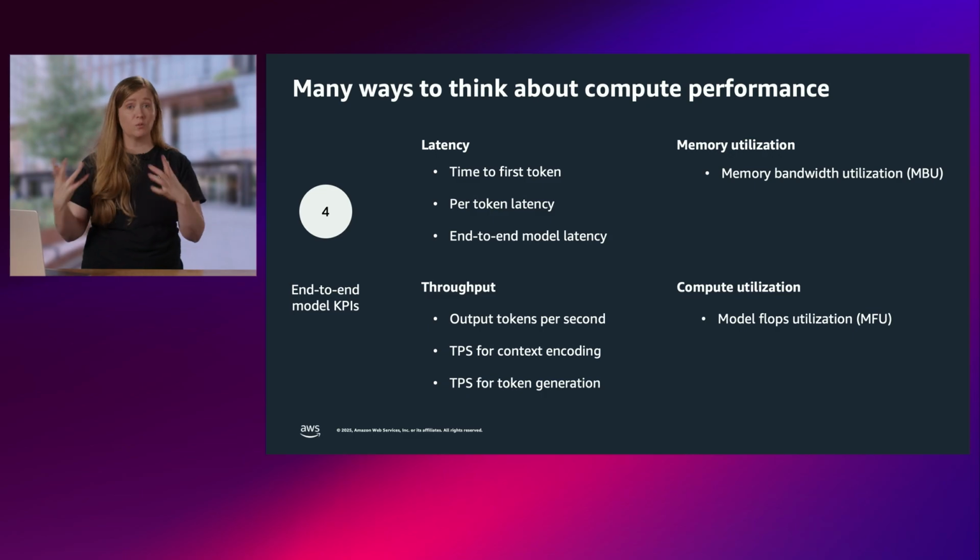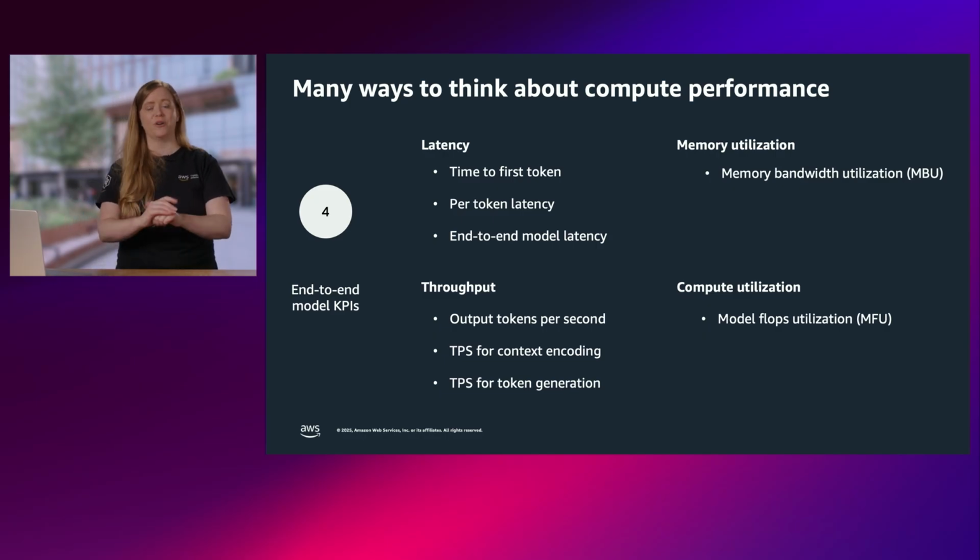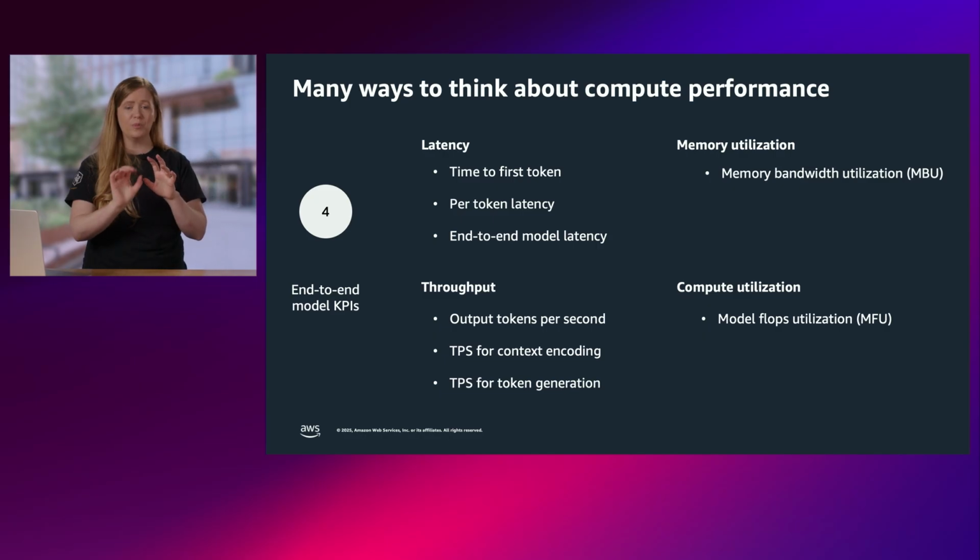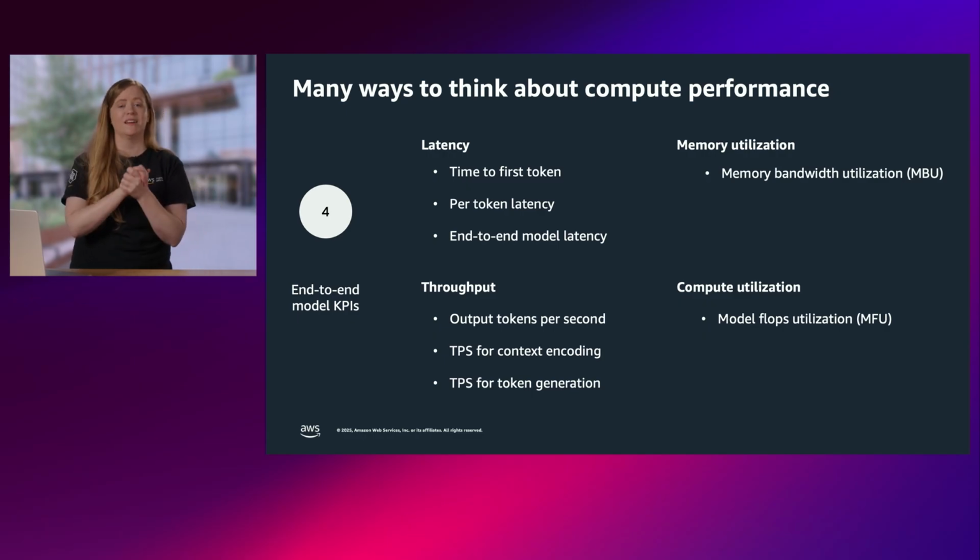Another family of KPIs for end-to-end model performance is throughput. Throughput is essentially an indicator for how much stuff you can get done at a single point in time, the pure throughput, or the raw capability to just maximally get stuff done with the compute. Some of the KPIs in the throughput space are output tokens per second. After you've sent the content to your model and it's generating the tokens for you, you want to measure how many output tokens you can receive per second.